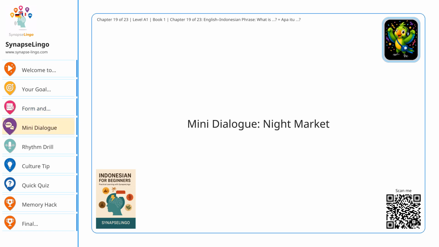Mini dialogue. Night market. Play along, repeat the Indonesian lines out loud. You: Excuse me, what is... You, in Indonesian: Permisi, apa itu? Vendor: Itu manggis. That's mangosteen. You: Nice, what is... pointing at a spiky one. You, in Indonesian: Apa itu? Vendor: Itu durian. Durian, the spiky superstar. Narrator: You nod like a pro.